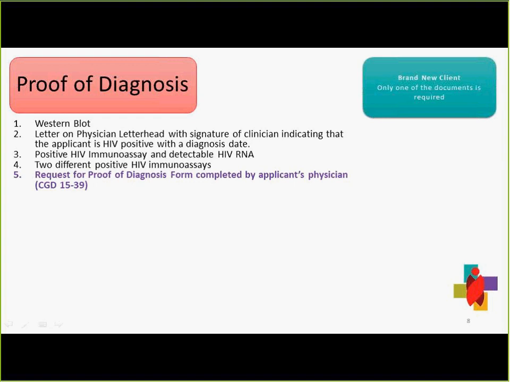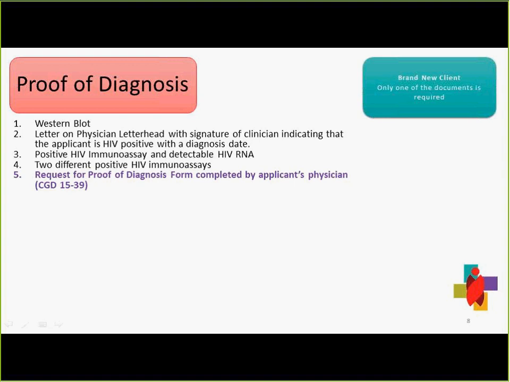diagnosis are as follows. Number 1, a Western blot test. Number 2, letter on a physician's letterhead with a signature of a clinician indicating that the applicant is HIV positive with a diagnosis date. Electronic medical records can be used as proof of diagnosis as long as it says electronically signed with the doctor's name and date.